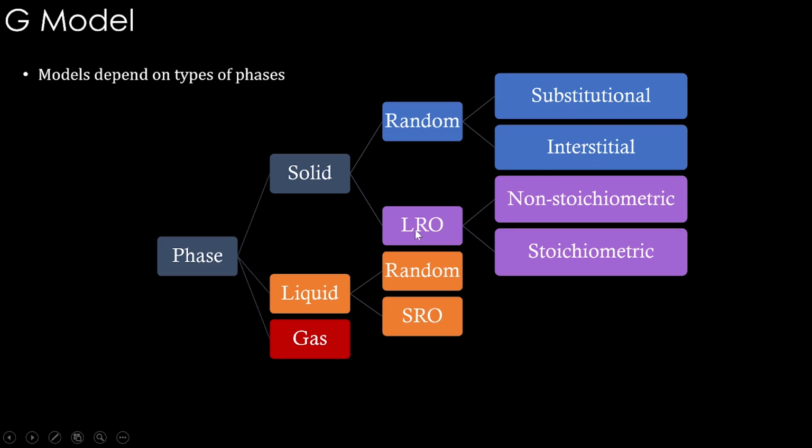Then there are phases which have chemical order. We call them long range order, LRO. And in that we have these two different types, non-stoichiometric and stoichiometric, whether there is one single composition or a range of composition. Then in liquid we have a completely random, and then there is something called short range order. This is also a chemical order, and this occurs in some of the liquids. We'll see how to model them as well.